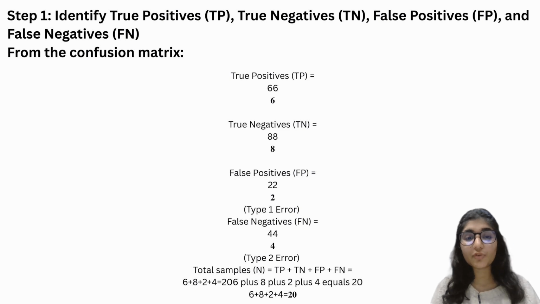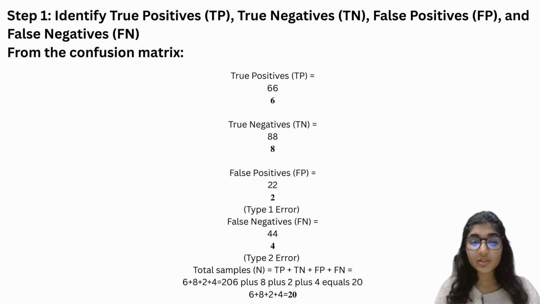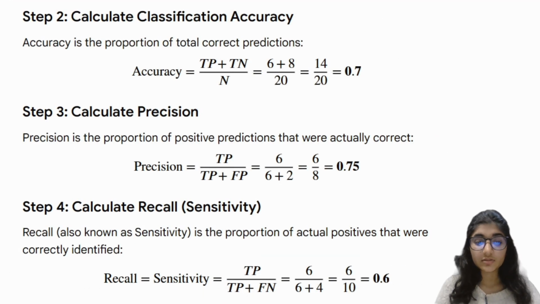From the table, step 1 is to identify true positive, true negative, false positive, and false negative values. From the confusion matrix, we got the true positive value as 6, true negative value as 8, false positive, that is type 1 error, which is 2, and the false negative, that is type 2 error, which is 4. So the total sample n is equal to TP plus TN plus FP plus FN, which is equal to 20.